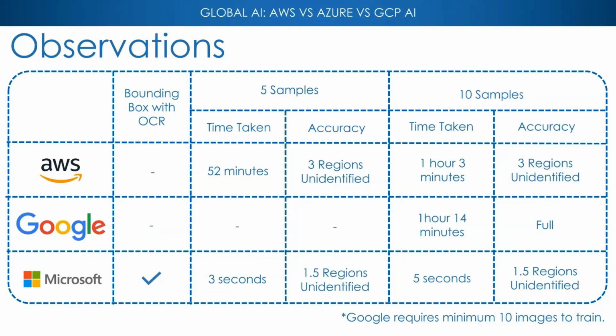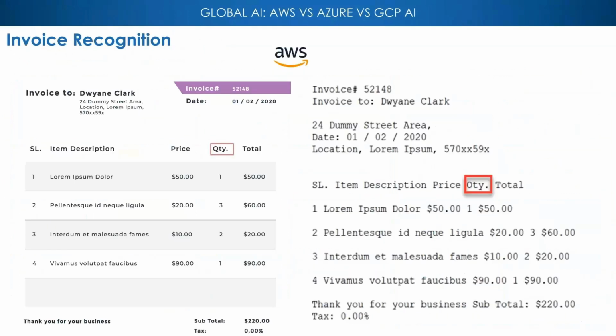Now, if accuracy is the most important thing for you and you can wait 1 hour 14 minutes to get the training to happen, in that case you're perfectly fine with going with Google. Now if you want something real time, which is like 5 seconds, and you're okay with 1.5 regions unidentified, Microsoft may be your solution. But in this case, with barely any training, just 10 samples, Google got full accuracy 100%. So definitely a clear winner in terms of accuracy. And of course, Microsoft, definitely a clear winner in terms of time taken.